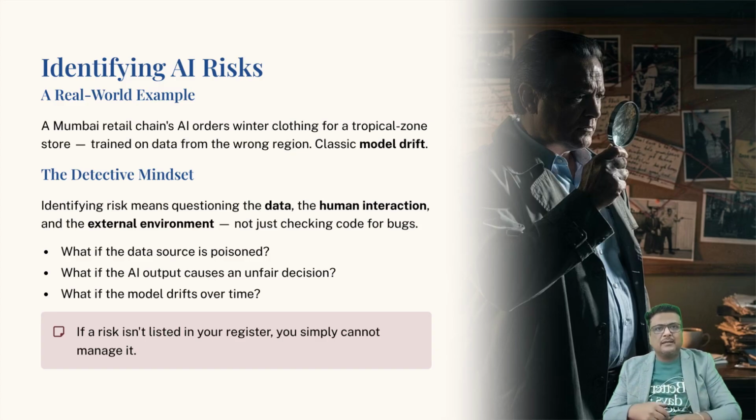You have to be creative and cynical here. It is like being a detective. You look for the tiny cracks in the foundation before the walls start to crumble. If you don't list the risks in your register, you simply cannot manage them. So, now that we've mastered the art of spotting potential threats, you might be wondering how we decide which of these risks actually deserve our limited time and resources. Well, that brings us right into our next step, which is risk assessment and prioritization.